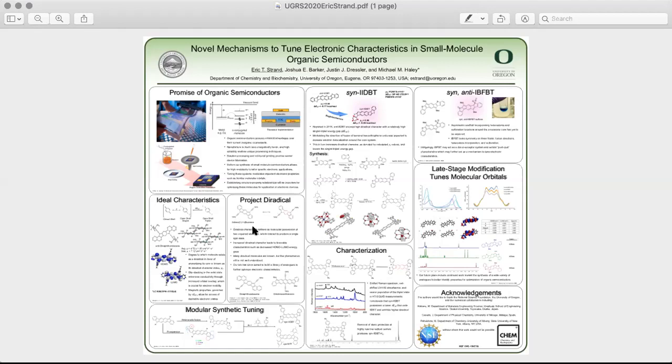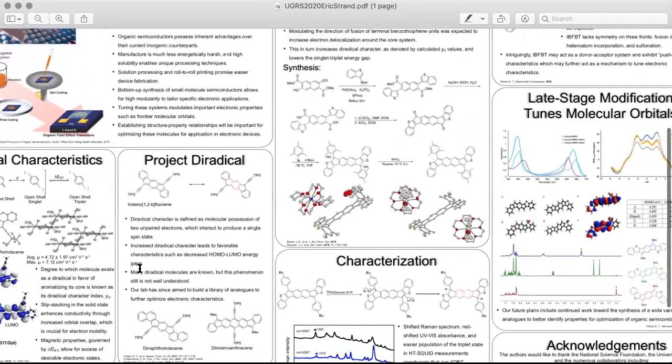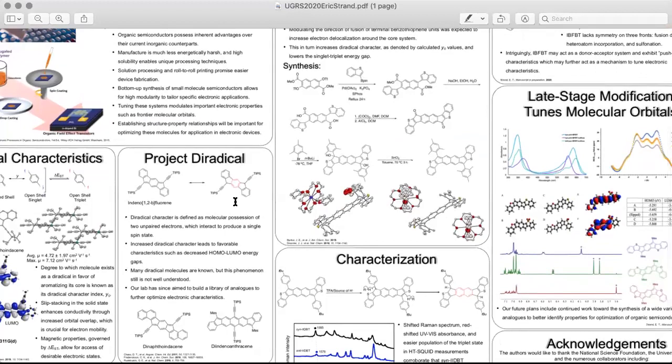Now, the Haley lab focuses on the indeno[1,2-b]fluorene scaffold, as you can see here, and that has a diradical character, which is pretty unique. It's a molecular possession of two unpaired electrons which interact to produce a single spin state, and this increased diradical character leads to favorable characteristics such as decreased HOMO-LUMO energy gaps, right?